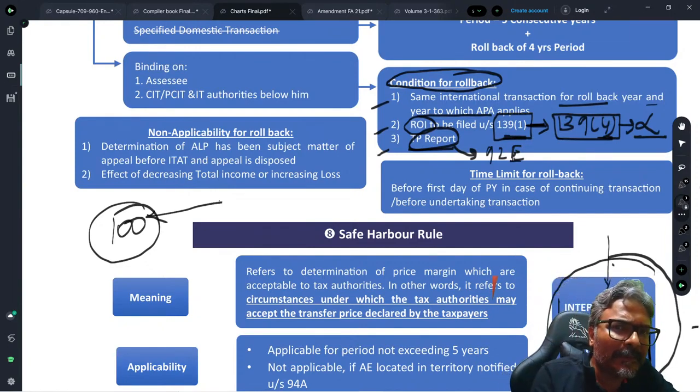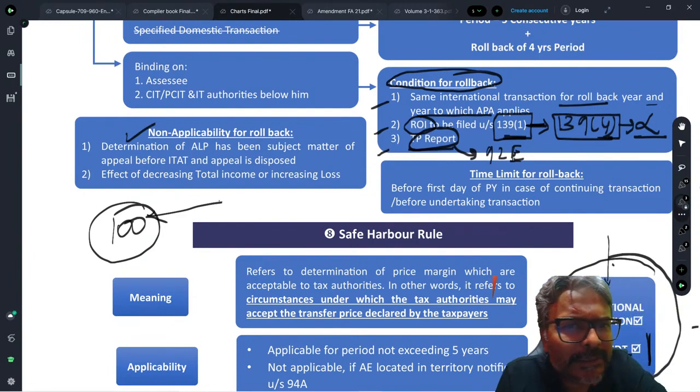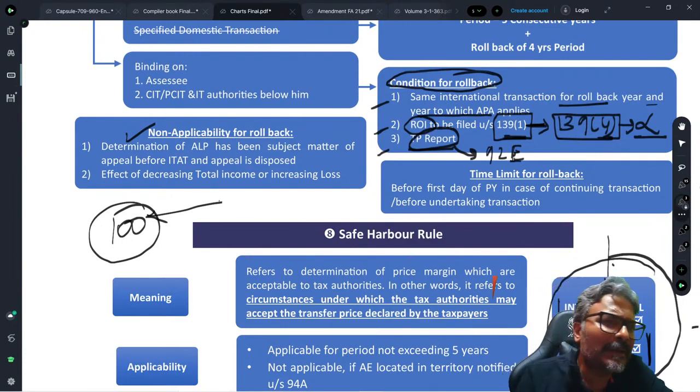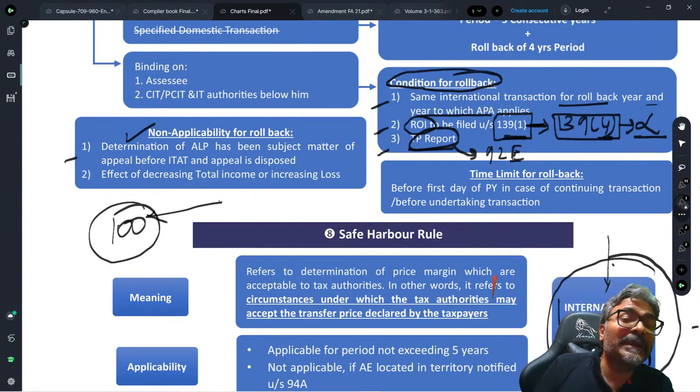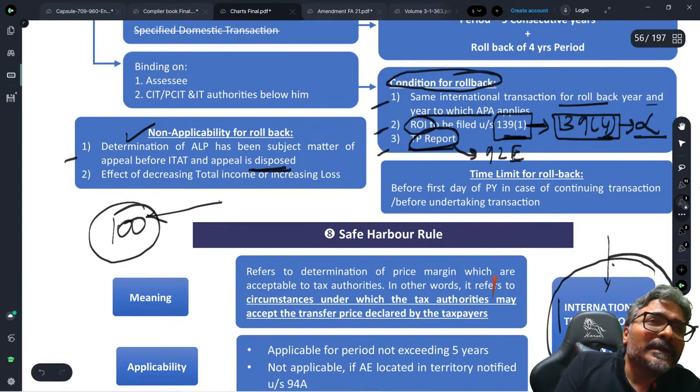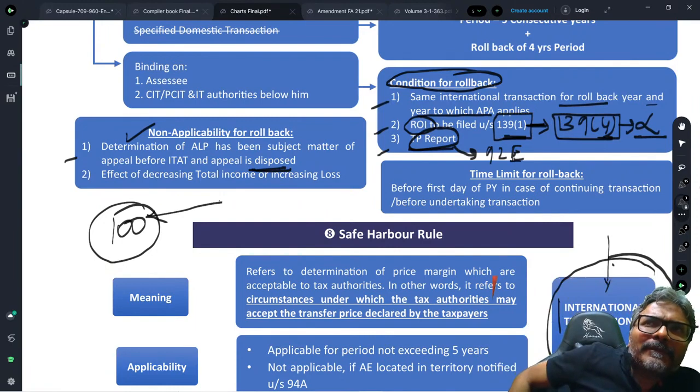Fine. Now, non-applicability is also equally important. In these particular cases, the rollback benefit is not applicable. Which are those cases where the rollback benefit is not available? Let's have a look, students. Determination of ALP has been the subject matter of appeal before the ITAT and the appeal is disposed of. This is important, students. For that rollback year, for example, assessment year 18-19, I wanted to get the rollback because in that assessment year I have not taken the APA. So I wanted to roll back the APA which I have taken for the future years, starting from previous year 21-22. Accordingly, I wanted to do the rollback for that AY.